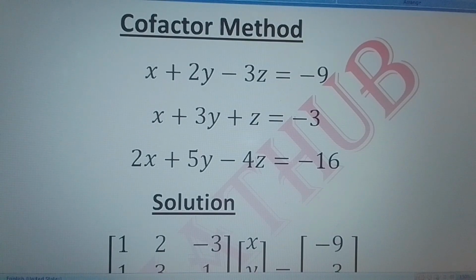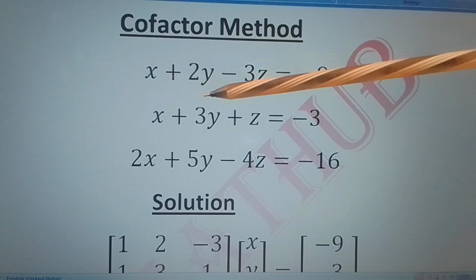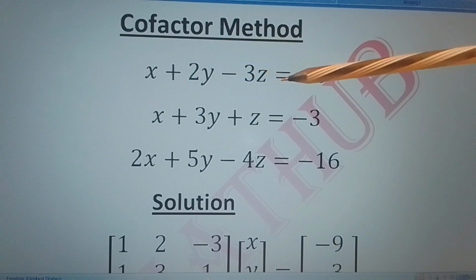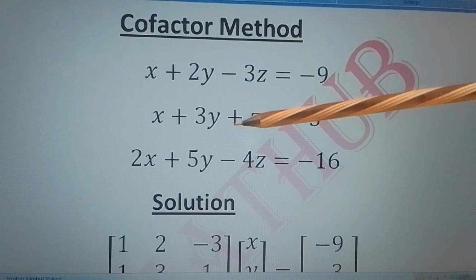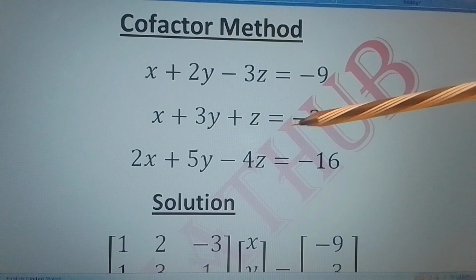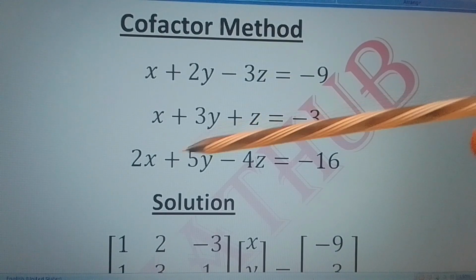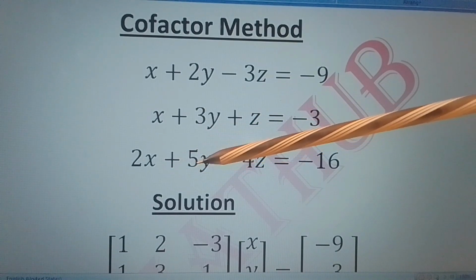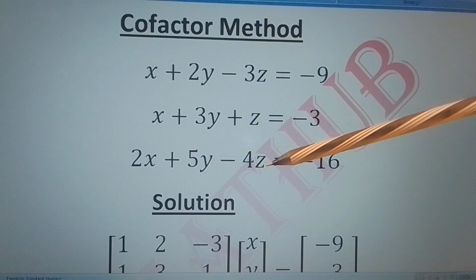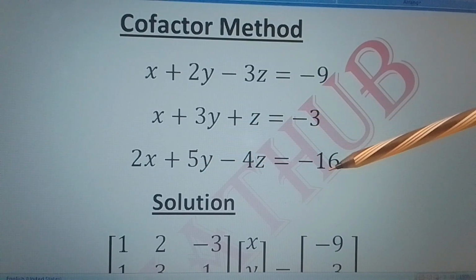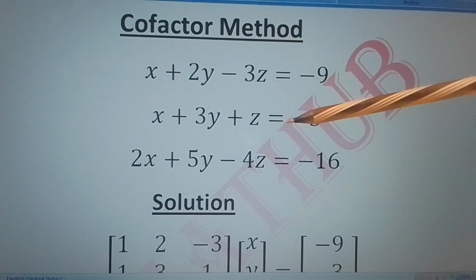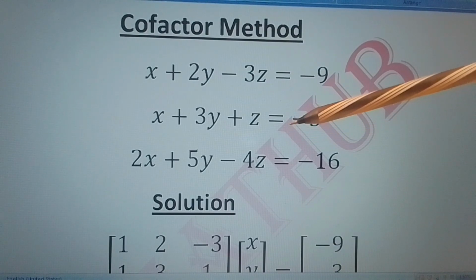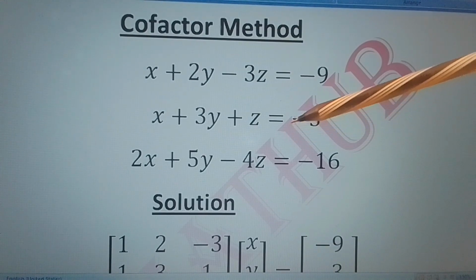Now, let's say you've been given the equations x plus 2y minus 3z is equal to negative 9, and x plus 3y plus z is equal to negative 3, and 2x plus 5y minus 4z is equal to negative 16, and you've been told to use the cofactor method to solve this linear system of equations. Now, how can you go about it?